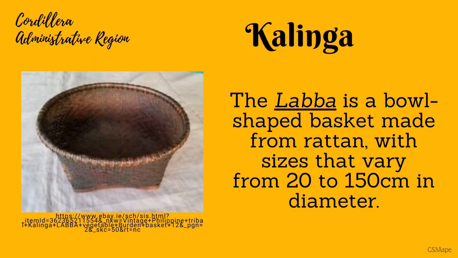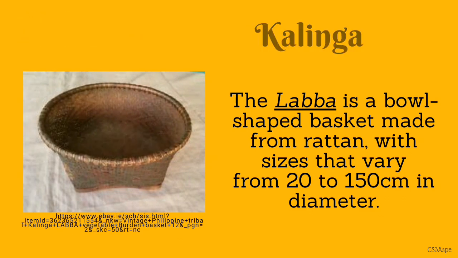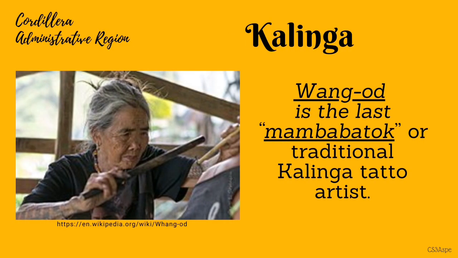The basketry of the Kalinga shows their fine craftsmanship. The laba is a bowl-shaped basket made from rattan with sizes that vary from 20 to 150 centimeters in diameter. Wang-ud is the last mambabatok or traditional Kalinga tattoo artist. She uses a thorn to tap ink onto the skin through a torn end. The painful tattoo technique is said to be 1,000 years old and can only be passed on through a lineage.